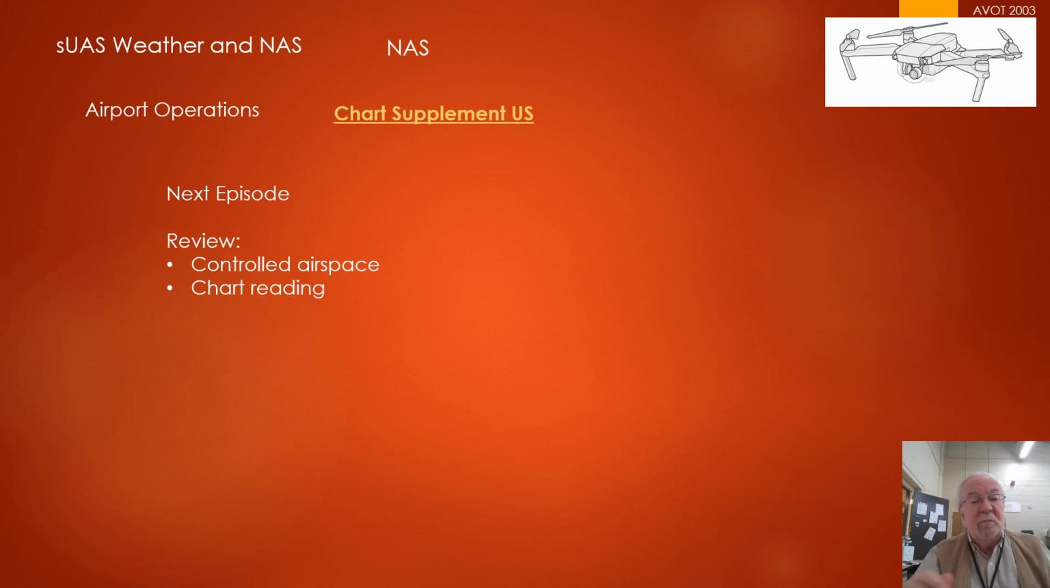Okay, so next episode, we want to talk about controlled airspace and chart reading again. So give this some thought. Think about Chart Supplement US. Of course, Chart Supplement US, you can get that online as well and search for different airports. But there are questions about Chart Supplement US and about airport operations in general. So again, read through those chapters that I mentioned at the beginning.